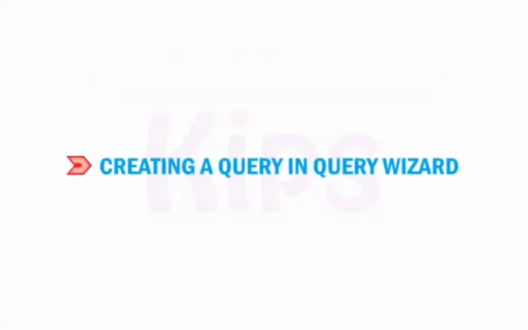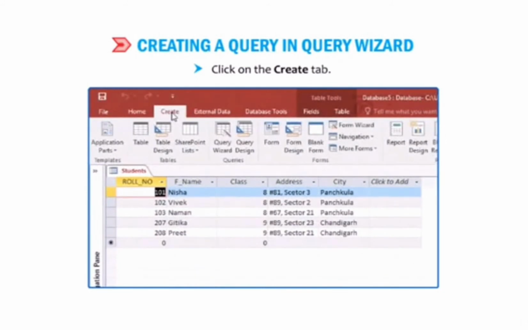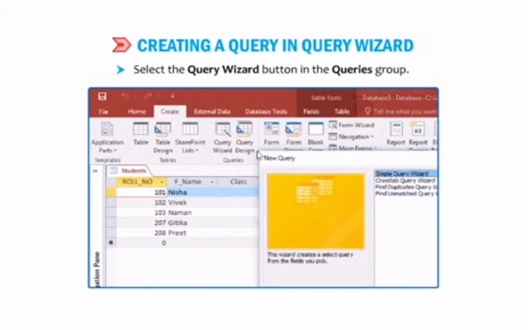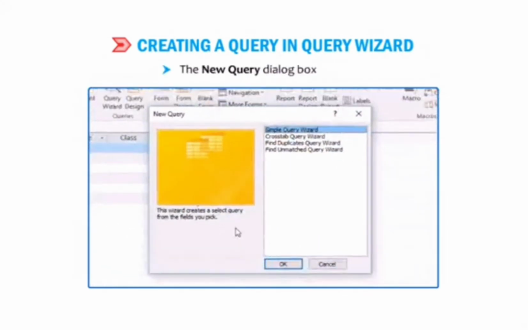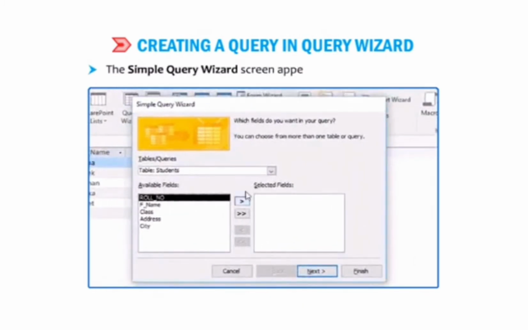Now let us learn how to create a query in Query Wizard. To create a query in Query Wizard, click on the Create tab. Select the Query Wizard button in the Queries group. The New Query dialog box appears. The Simple Query Wizard option is selected by default. Click OK. The Simple Query Wizard screen appears as shown in the figure.